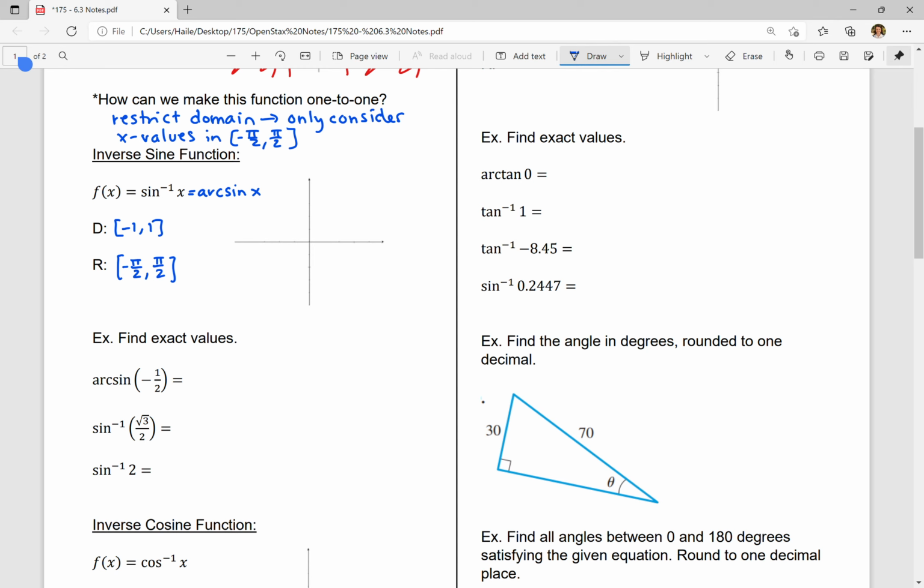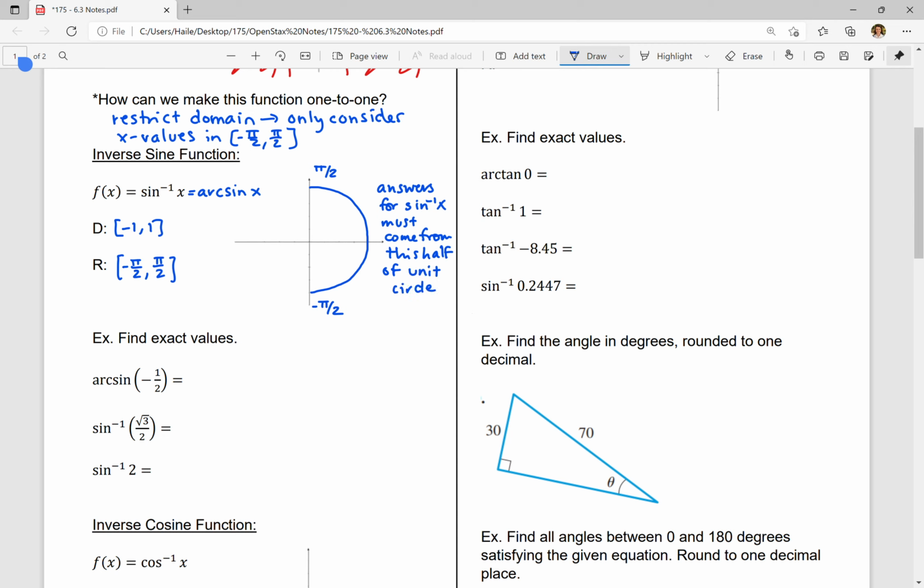A visual way of thinking about this is if we think about our unit circle and the values π/2 and -π/2, basically what we're saying is when you have a sine inverse function, your answers have to come from this side of the unit circle. So we'll make a little note of that. Answers for sine inverse of x must come from this half of the unit circle.